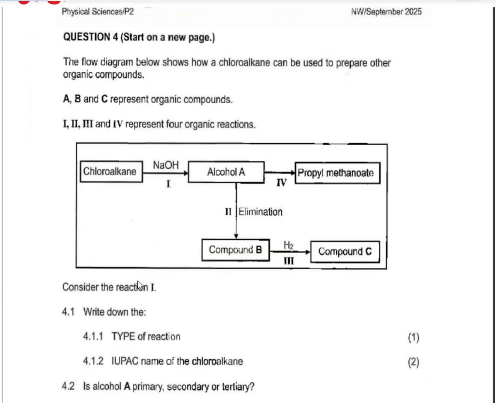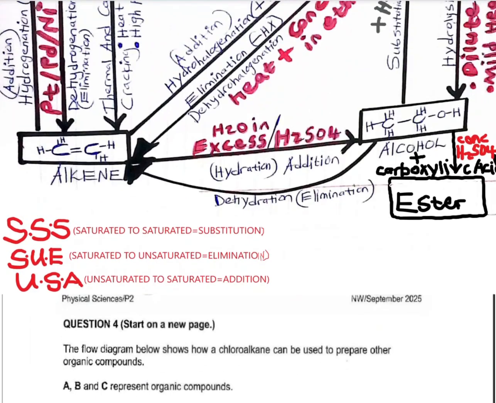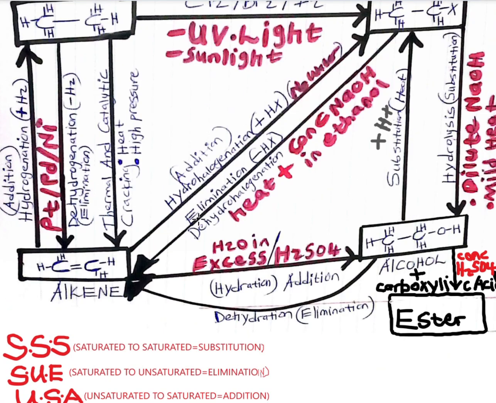Consider reaction 1. Write down the type of reaction that is represented by reaction 1. That is only for 1 mark. Guys, I've written some important information up here. Look at the important information here. This is the summary that we have on top, and then this is some of the information.